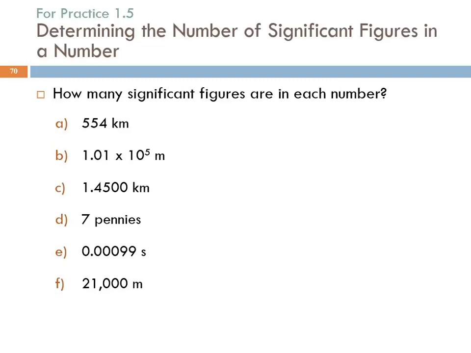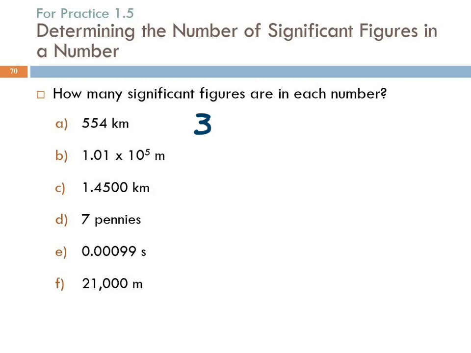Let's practice counting sig figs. Okay, so 554 kilometers. How many significant figures? 3. That one's fairly easy. There's 3 non-zero digits. When you see something that ends up being a whole number, like 554, don't automatically assume that it's an exact number. It just happens to be a whole number. There's uncertainty in the ones place for that number.